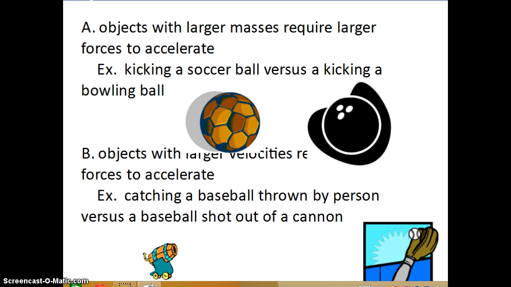Or objects with larger velocities require larger forces to accelerate. For example, catching a baseball thrown by a person versus a baseball shot out of a cannon. It's a lot harder to decelerate the baseball shot out of a cannon, so it's going to require a larger force.